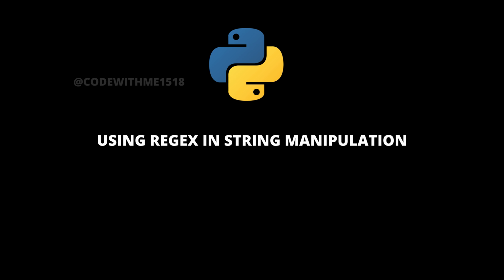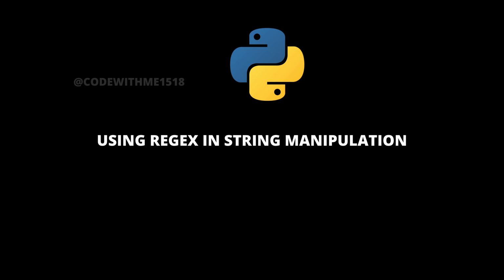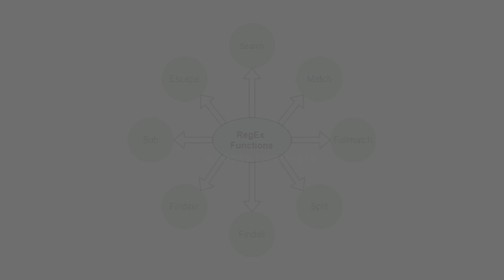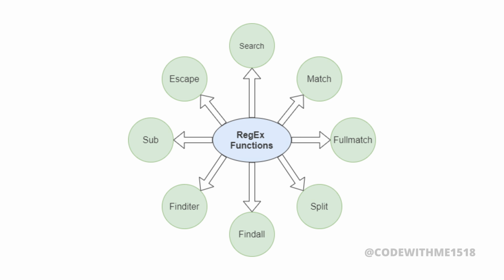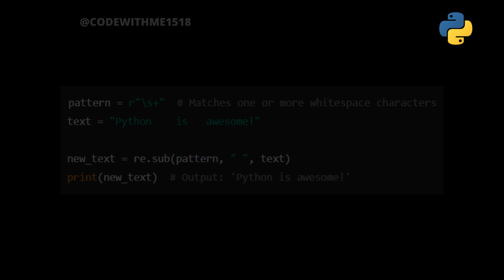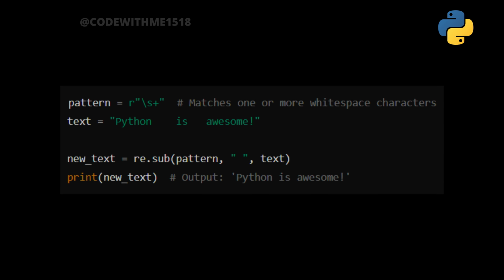Finally, let's explore how to use regex for string manipulation. Regex can help you perform substitutions, splits, and more. Here's an example of replacing text using regex. The re.sub function replaces all matches of the pattern with the specified replacement string.